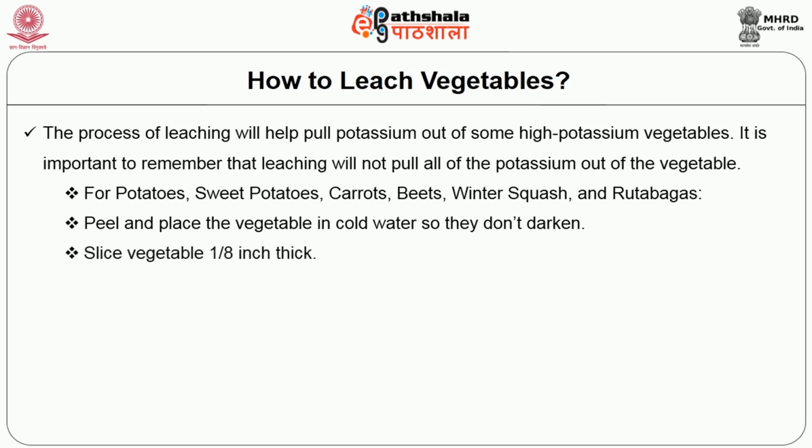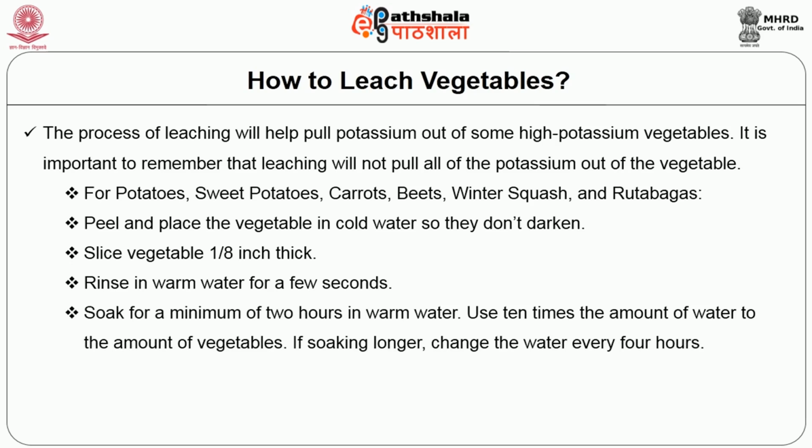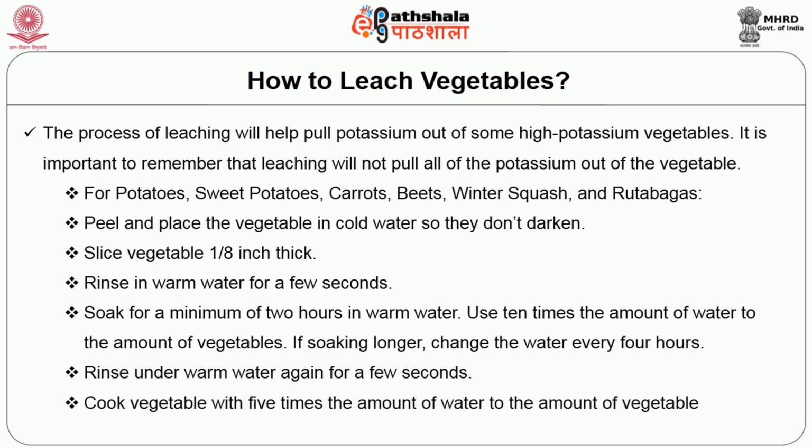And the vegetables are sliced 1/8 inch thick and rinsed in warm water for a few seconds, soaked for a minimum of 2 hours in warm water. Use 10 times the amount of water to the amount of vegetables. If soaking longer, change the water every 4 hours. Rinse under warm water again for a few seconds. Then cook the vegetables with 5 times the amount of water to the amount of vegetable. This process helps to leach the potassium and helps to maintain the electrolyte balance.